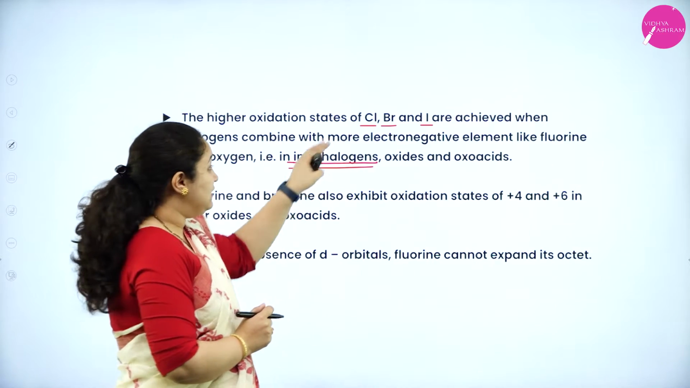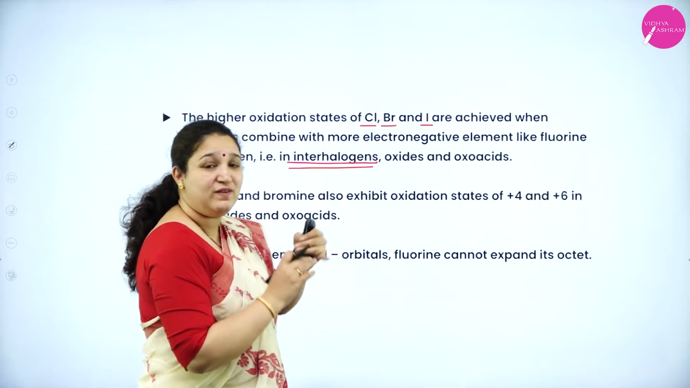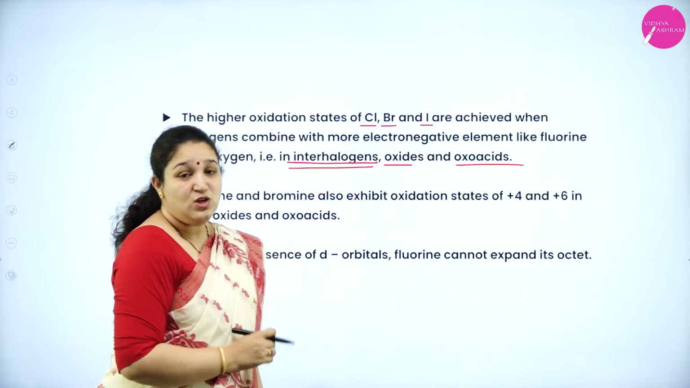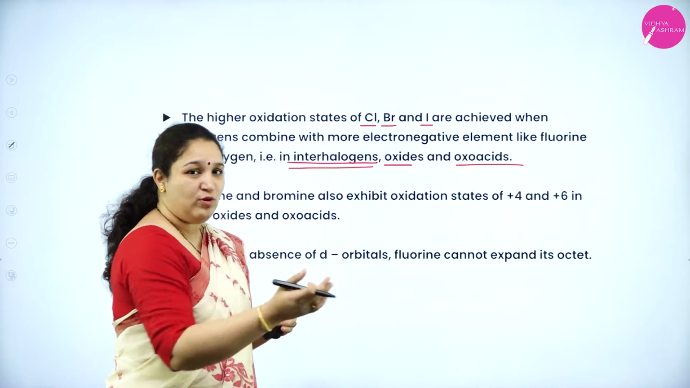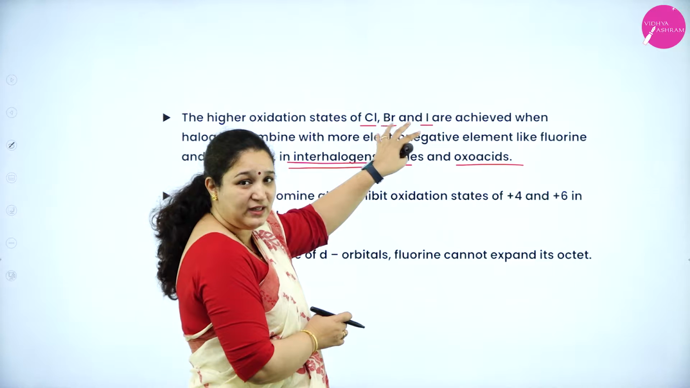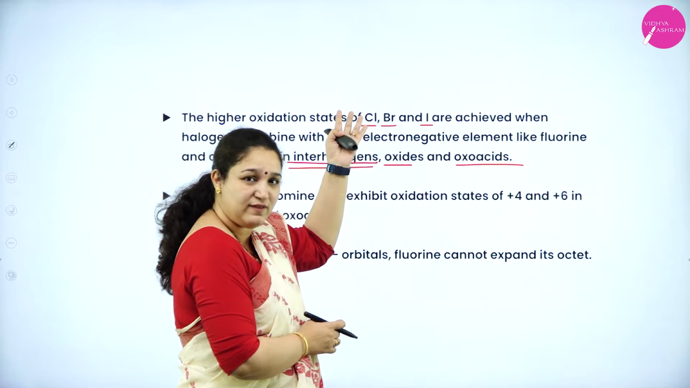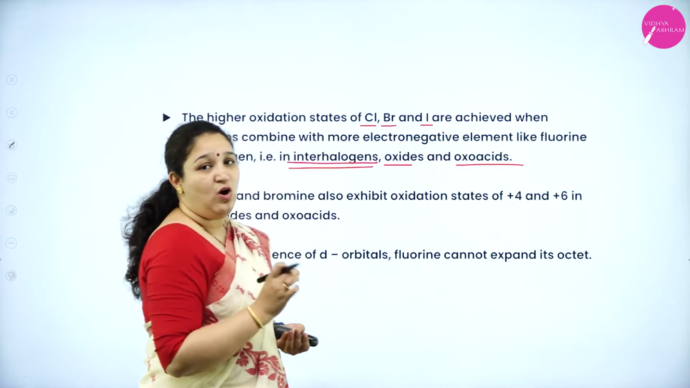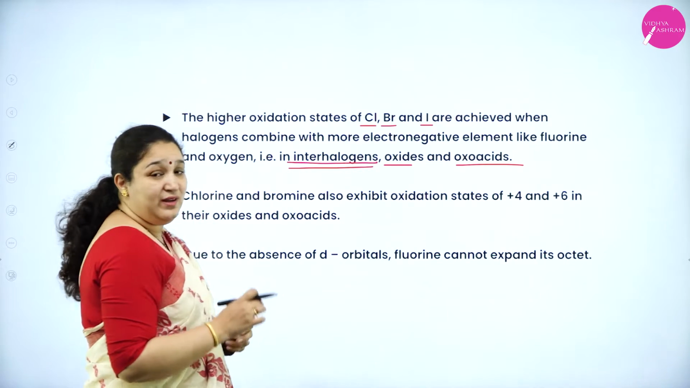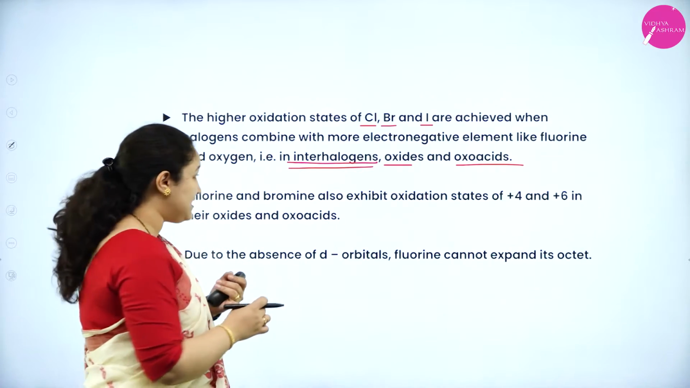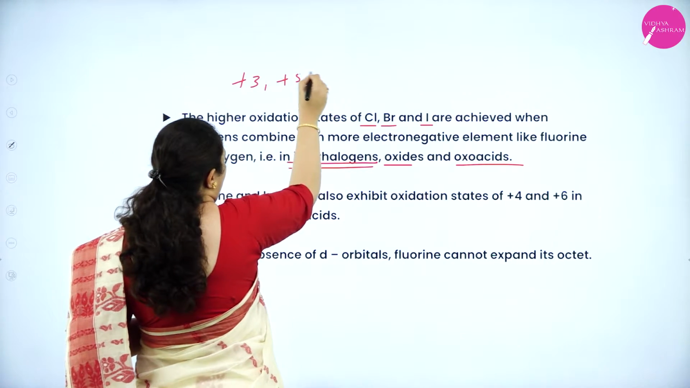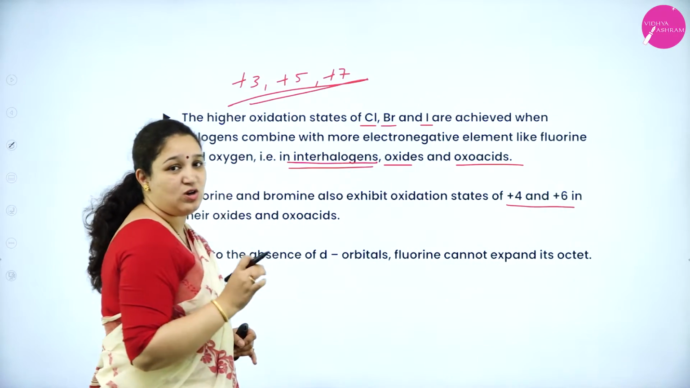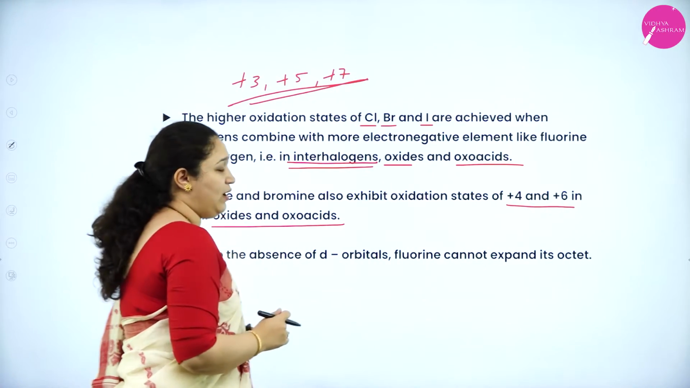Now, these 3 elements can also combine with oxygen to form oxides, or oxo acids can be formed. So, they will react with a more electronegative element. There are some elements which are even more electronegative, isn't it? So, it will combine with them to form interhalogen compounds, oxides or oxo acids. Chlorine and bromine not only show +3, +5 and +7. Along with this, they can show +4 and +6 oxidation state in oxides and oxo acids.